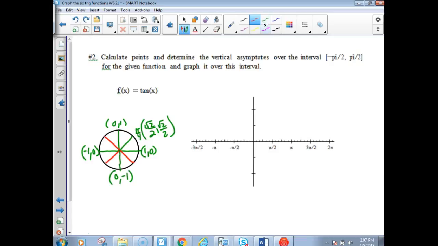All right, so now I'm going to think about what the tangent might look like. Now, the tangent is y over x, right? The tangent's y over x. So we're going to be looking at the points as y over x to determine the tangent. So that's how you can get the tangent off of the unit circle.